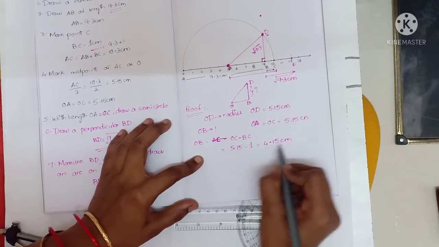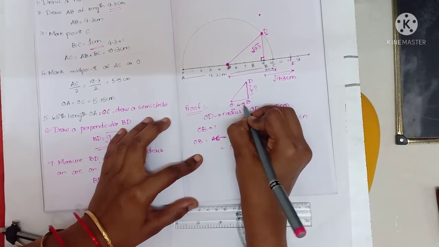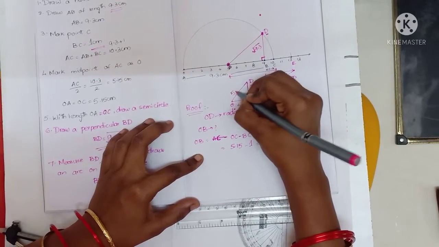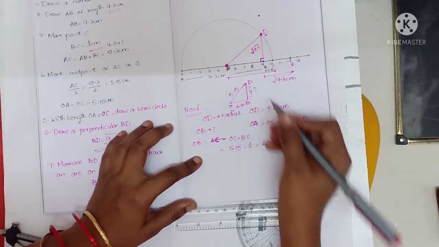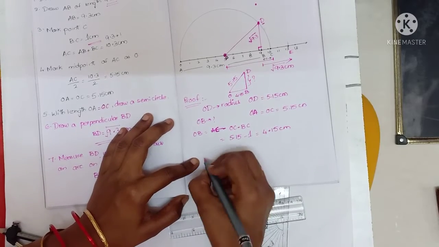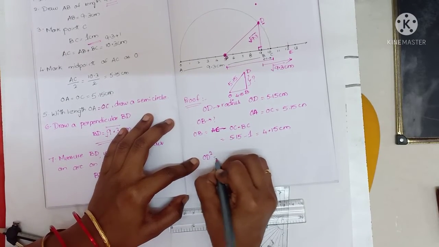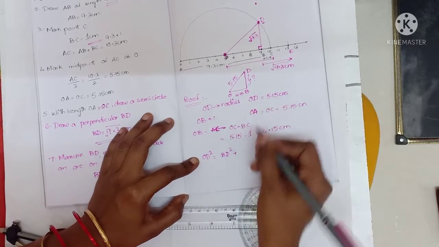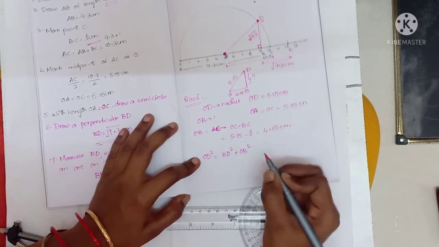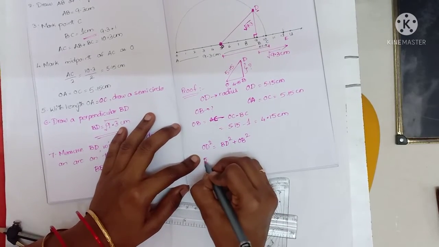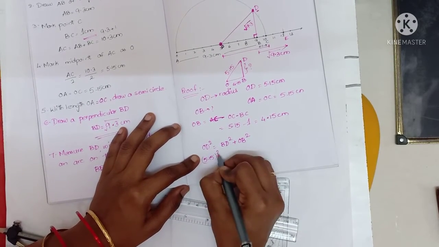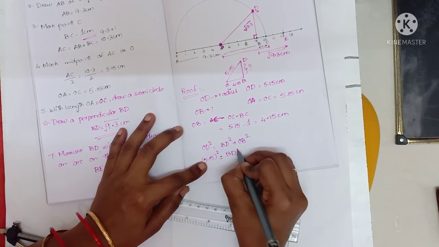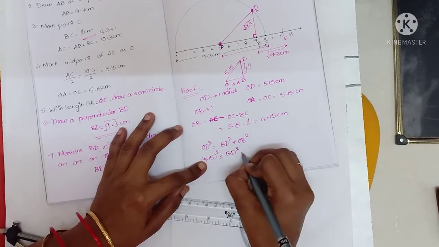You know that OB is 4.15 centimeters now. And OD is the radius. It will be what, children? Radius. It will be 5.15 centimeters. Let's find BD. From Pythagoras theorem, what do you know, children? OD square, the hypotenuse square, is equal to the opposite side square, BD square, plus the adjacent side square, OB square. So BD square is equal to OD square minus OB square. We are proving that.